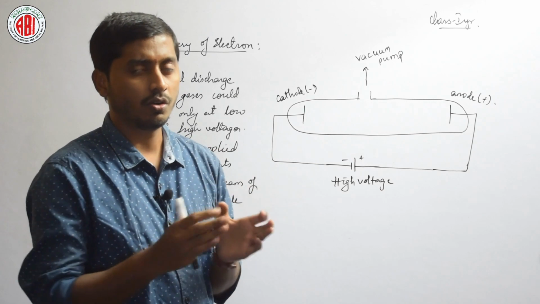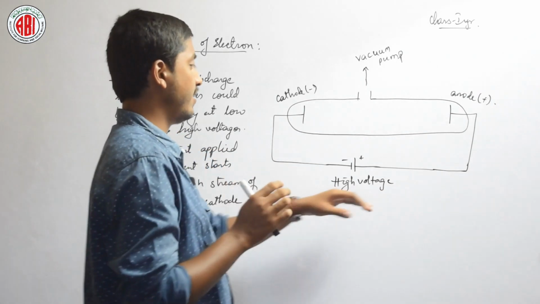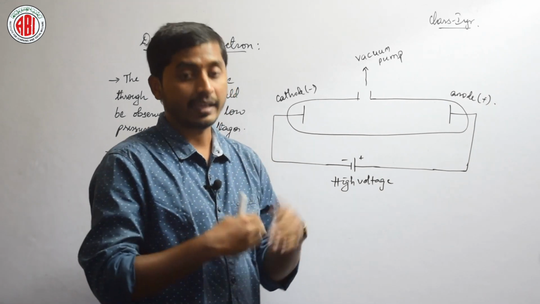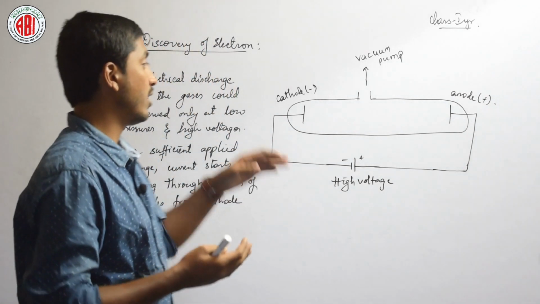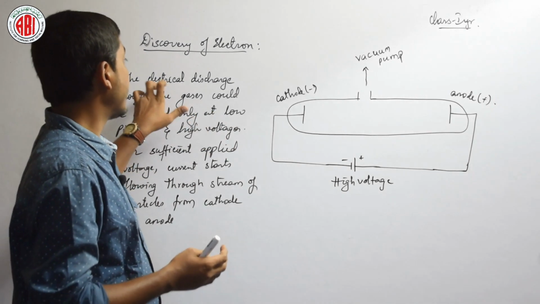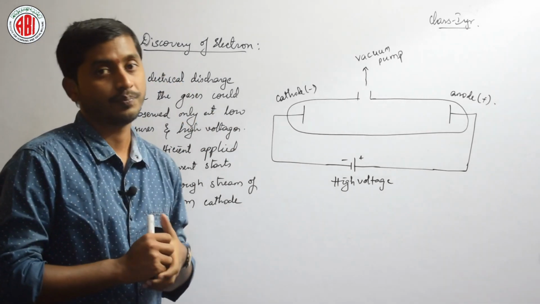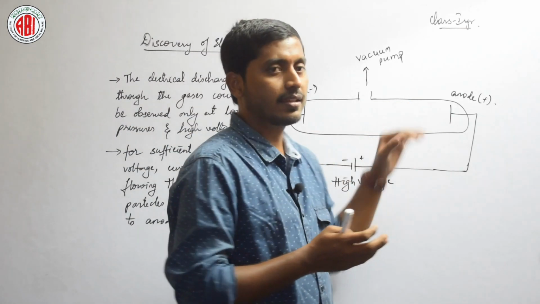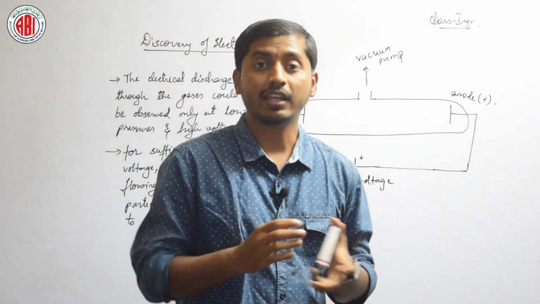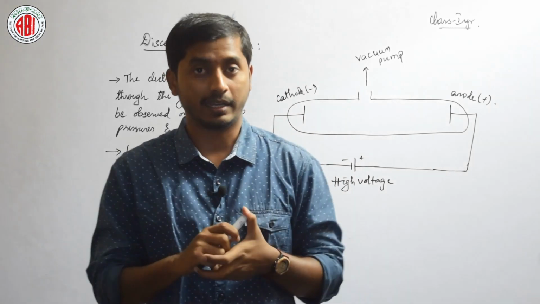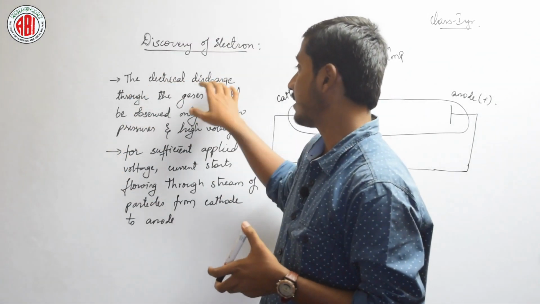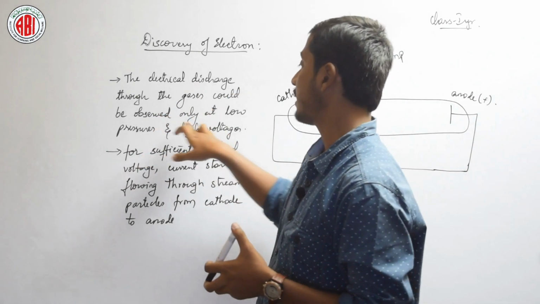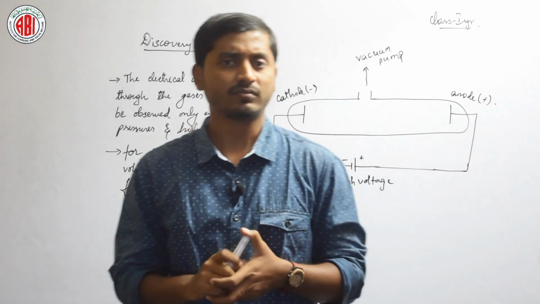Let us go by voltage. At 0 voltage we can't observe anything, but as the voltage increases, he observed that there is an electrical discharge. He observed that some current was flowing through the circuit. What is that current? Then he concluded that the electrical discharge through this gas could be observed only at low pressure and high voltages.